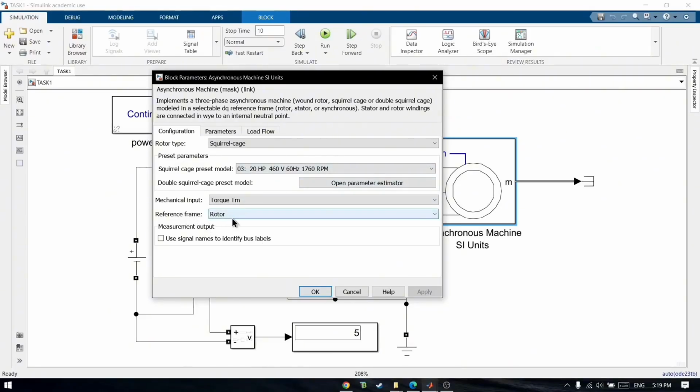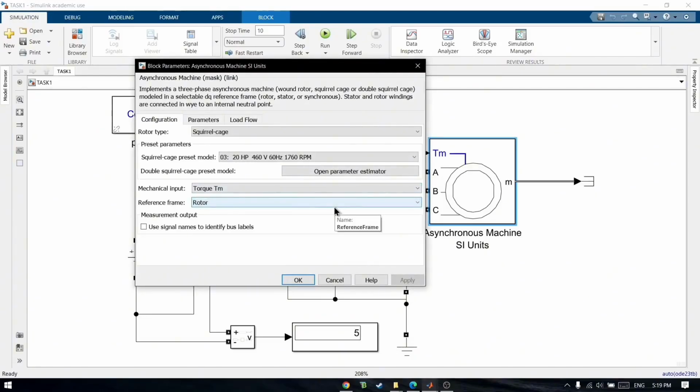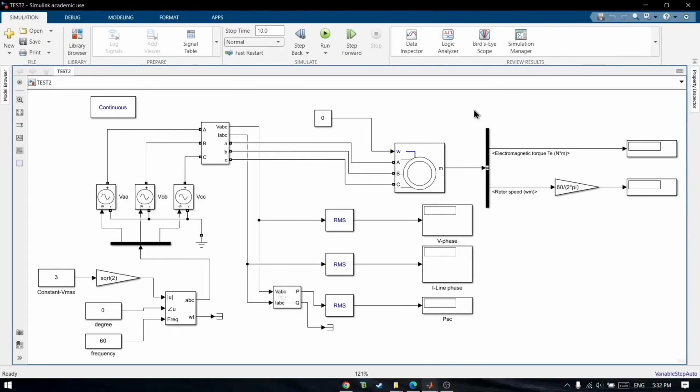And for the reference frame, we use rotor, since there is no induced voltage in the rotor during a DC test, due to the absence of alternating flux. Using the rotor reference frame reduces complexity without impacting the accuracy of this particular test. So the summary is this configuration is chosen because it aligns with the simplified condition of the DC test. So this is for test 2.